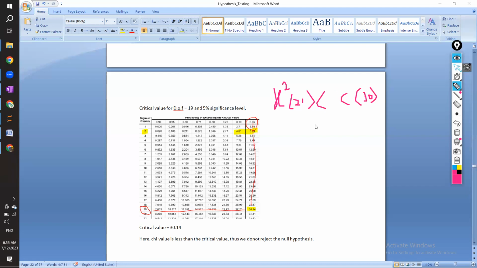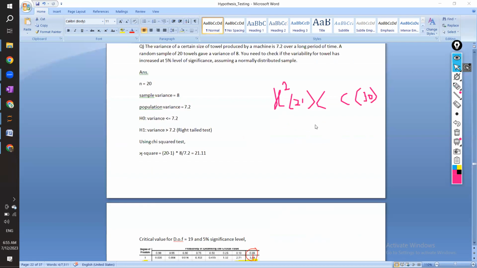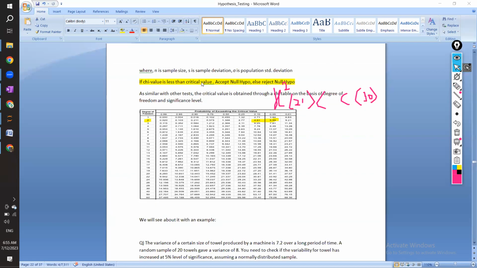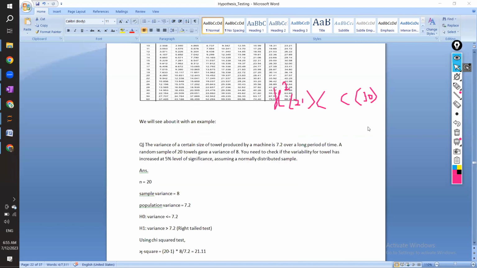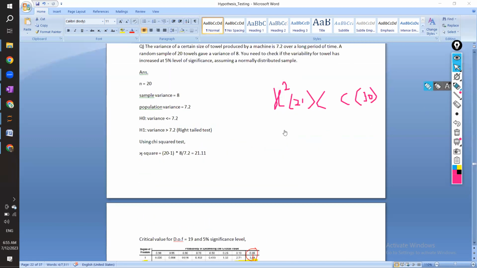So if it is less than, what should I do? If chi-square is less than the critical value, accept the null hypothesis. So in this case, you need to accept the null hypothesis and reject the alternate hypothesis.